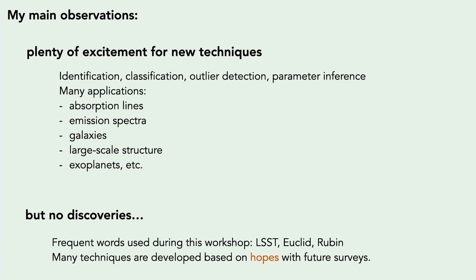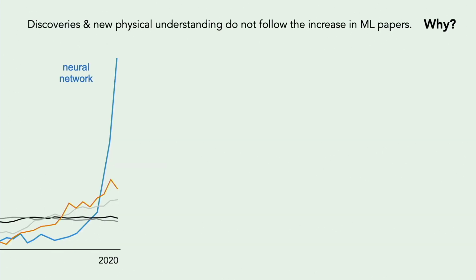And I have noticed that some frequent words that came up during this meeting were LSST, Euclid, and Rubin. And many of the techniques that have been presented using real data rely on the hope that they will make a difference with these future surveys. And we have to be a bit careful here. So on one hand, we have this explosion of the number of papers, but the number of discoveries is not really following. And so why?